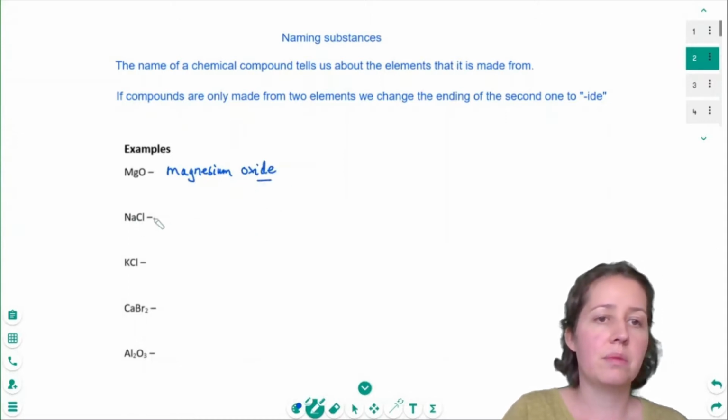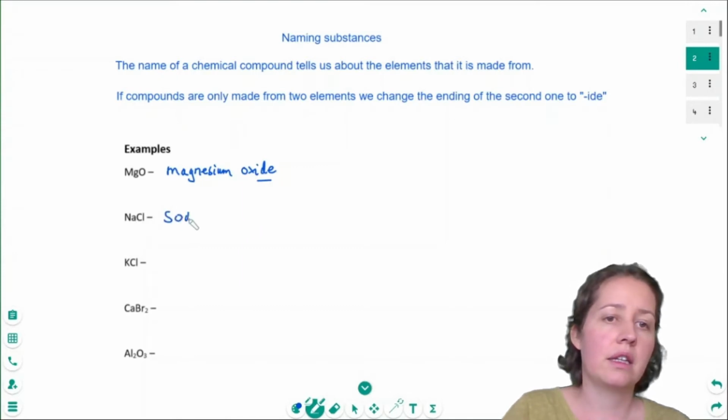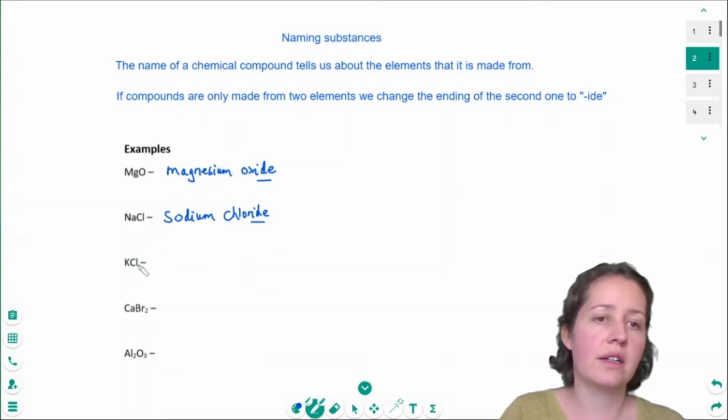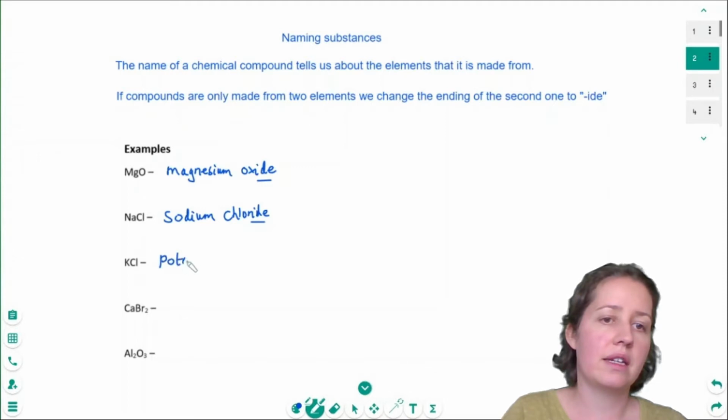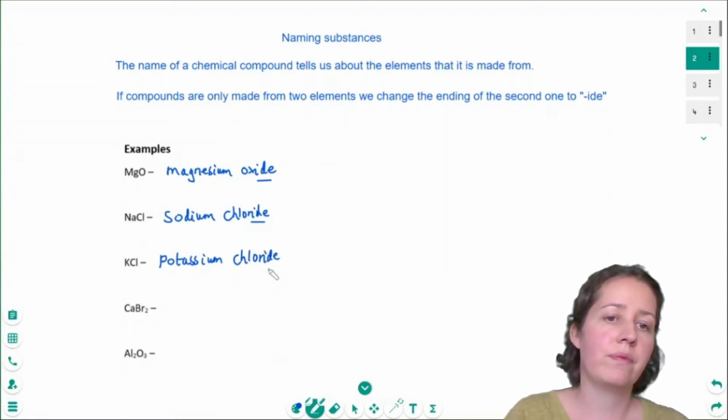Here we have sodium and chlorine. The name of the metal stays the same, sodium. The chlorine changes to chloride, giving us sodium chloride. Similarly, here we have potassium with chlorine. So the name of that becomes potassium chloride.